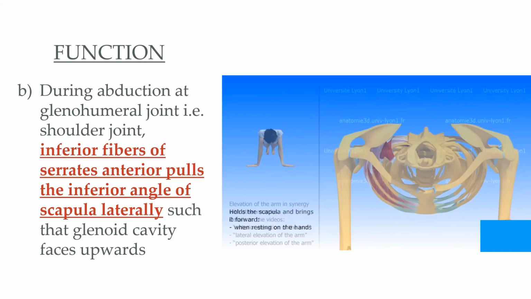Next function of serratus anterior is to cause lateral rotation of scapula, which occurs when the inferior fibers of the serratus anterior, which attach to the costal surface of the inferior angle of scapula, contract.